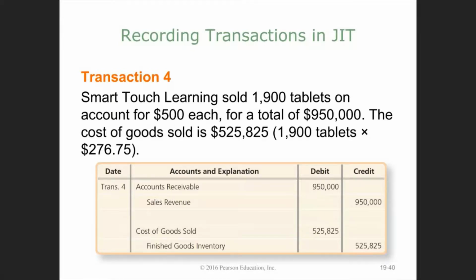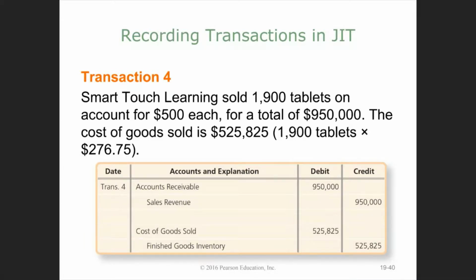And then here for transaction 4, we've got Smart Touch Learning sold 1,900 tablets on account for $500 each for a total of $950,000. The cost of goods sold is $525,825. And we have that. We've got 1,900 tablets times $276.75 gives us our cost of goods sold.